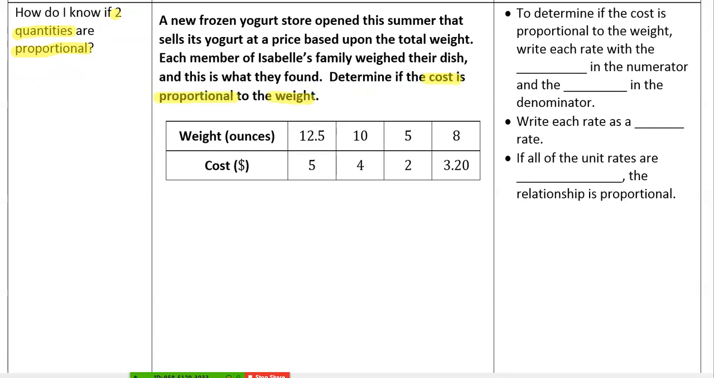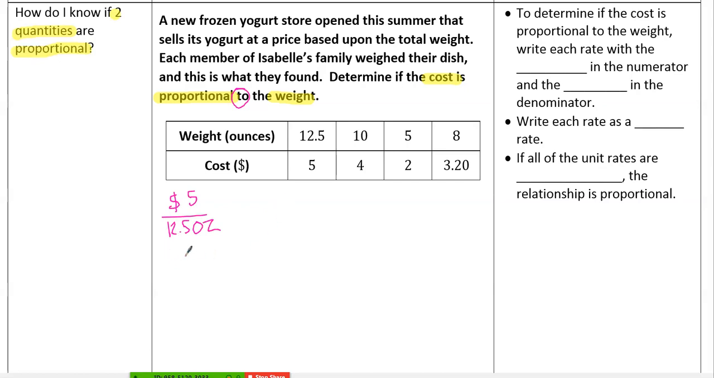Now, I don't know if you all see that. Cost proportional to the weight. That means we want money over weight. Money over ounces in each one of these. So we're going to have to compare all of them. So $5 for 12.5 ounces. I didn't leave myself enough room.